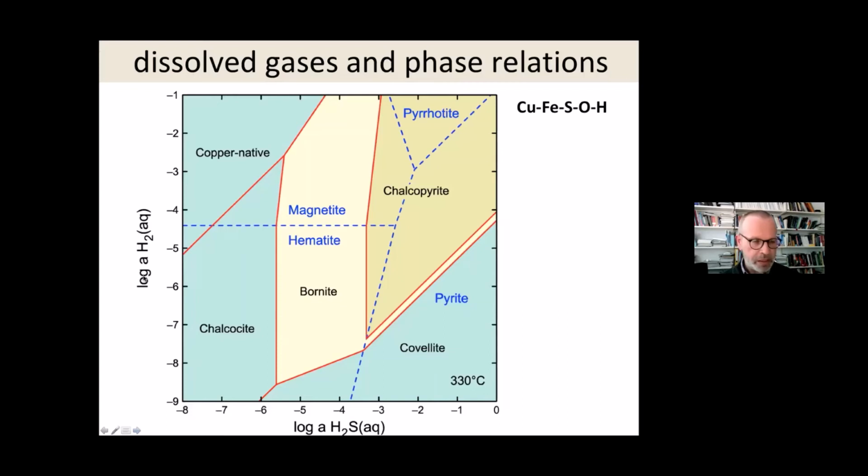What is plotted here is the log activity of hydrogen versus log activity of hydrogen sulfide. This is basically the same as looking at a fugacity diagram for oxygen and sulfur, as I'll show you a little bit later. But this type of diagram, which I think Bill Siegfried invented or at least introduced to the community, is very helpful, I think.